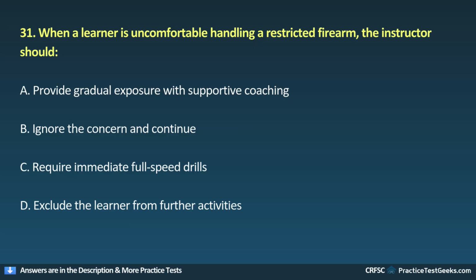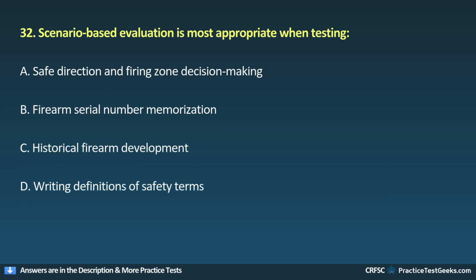31. When a learner is uncomfortable handling a restricted firearm, the instructor should A. Provide gradual exposure with supportive coaching. B. Ignore the concern and continue. C. Require immediate full-speed drills. D. Exclude the learner from further activities.